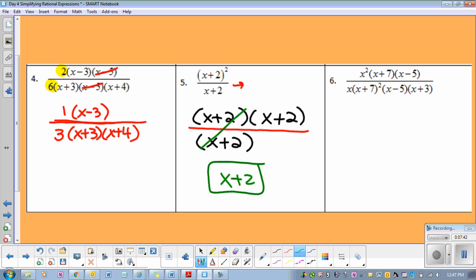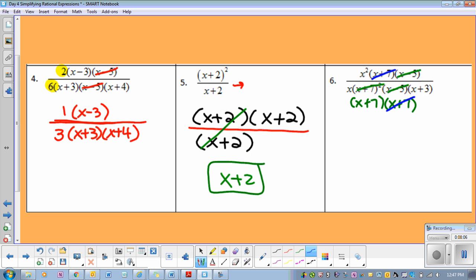So with number 6, what can you cancel? X plus 7. You see x minus 5 and you see the x plus 7. Cross out the x plus 7 on the bottom means you actually have 2 of them. So you can cross out one of them with the one on the top.